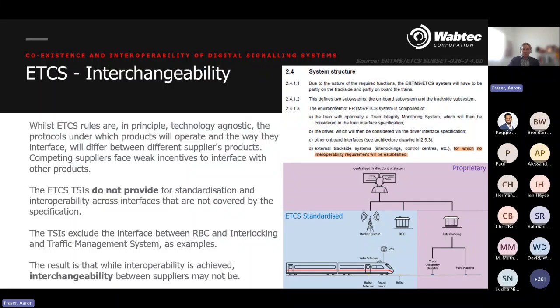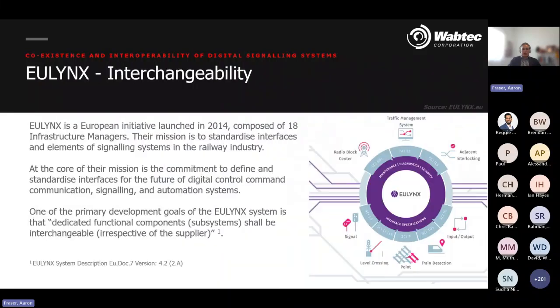So whilst that may be the case in terms of pure ETCS or ERTMS, there are initiatives in place at the moment in Europe to try to establish interchangeability. So ULINKS is a European initiative led by the infrastructure managers with the actual goal of standardizing the interfaces and architecture of railway signaling systems. So from the ULINKS system description document, one of the primary development goals of the ULINKS system is that dedicated functional components or subsystems shall be interchangeable irrespective of the supplier. So the key objectives are to make signaling systems more maintainable, upgradable, and cost-efficient over time.